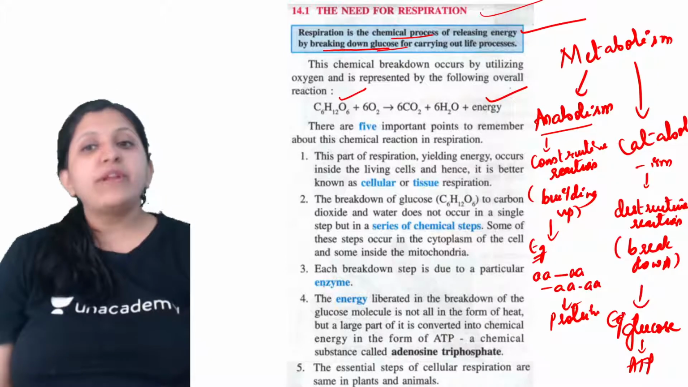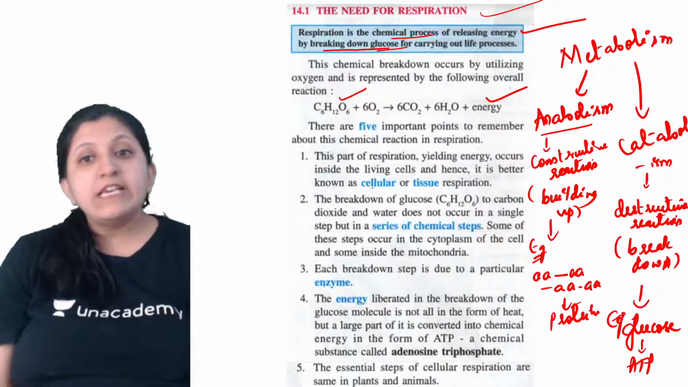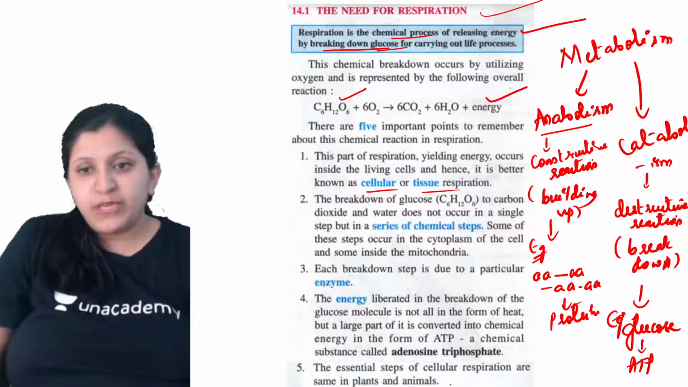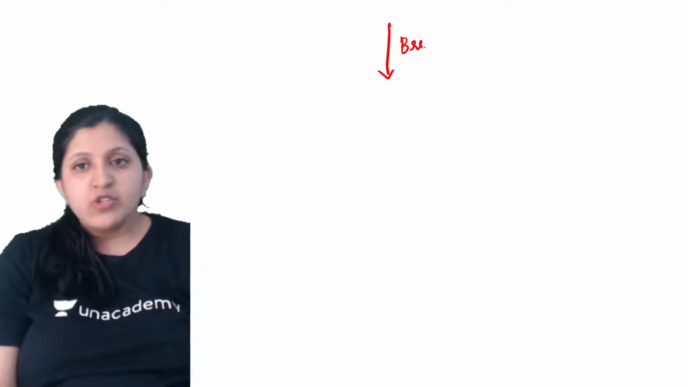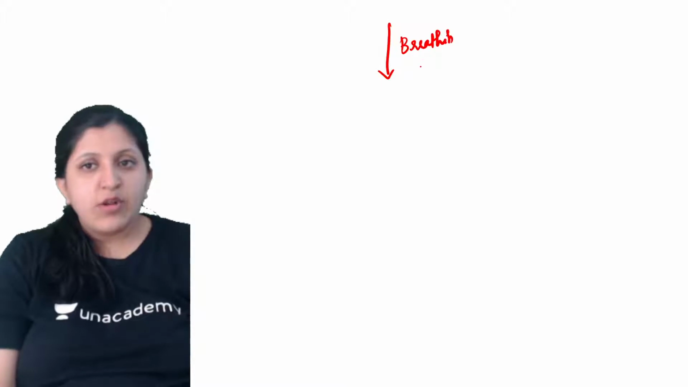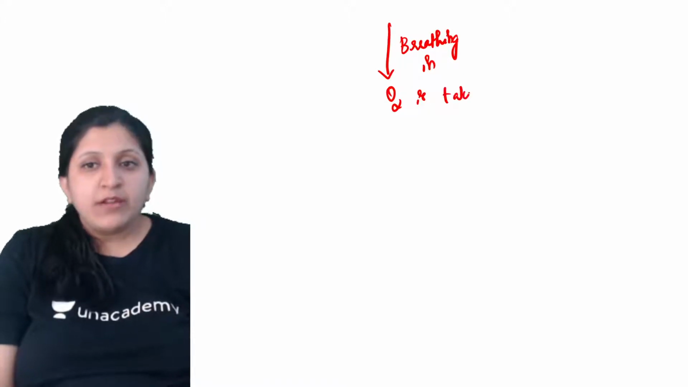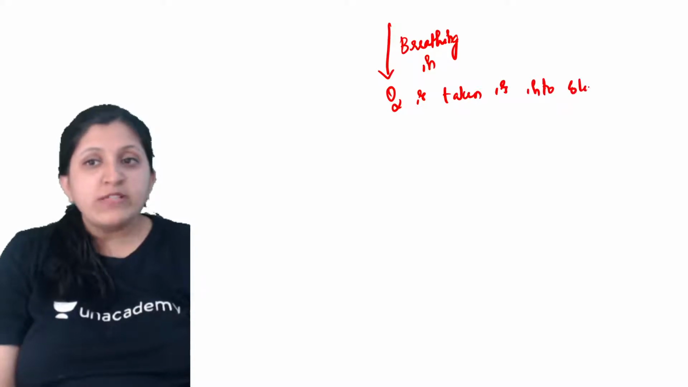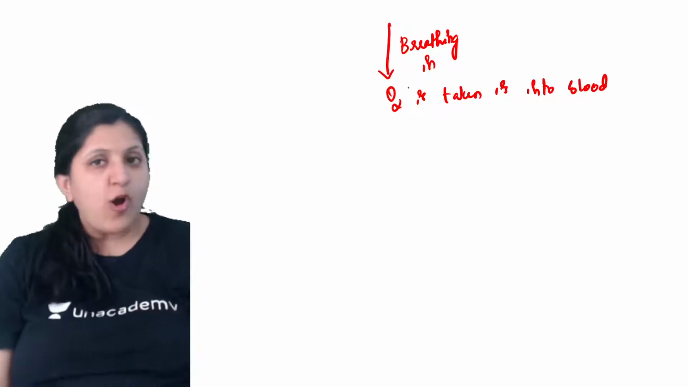The part of respiration yielding energy occurs inside the living cells, and it is known as cellular or tissue respiration. As the breathing mechanism occurs and breathing in has occurred, the oxygen is taken into the blood, because through the alveolus the capillary absorbs this oxygen.